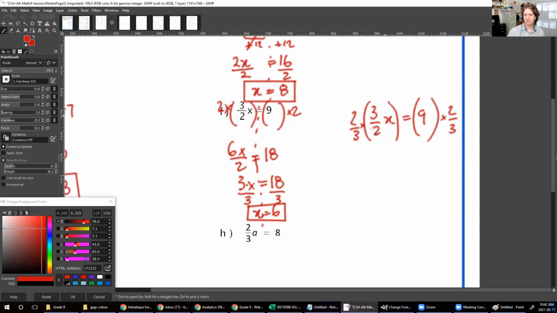This would be 6 over 6x, which gives me 6 over 6x, which is really 1x. And this is going to be 9 times 2 is 18 over 3, which is 6. Same way of doing it.